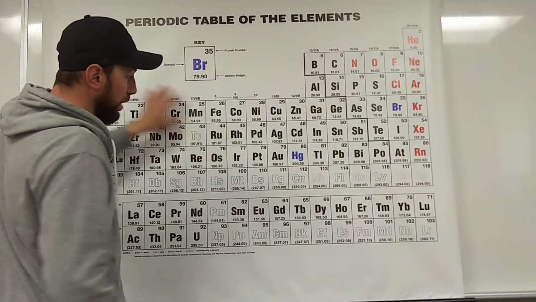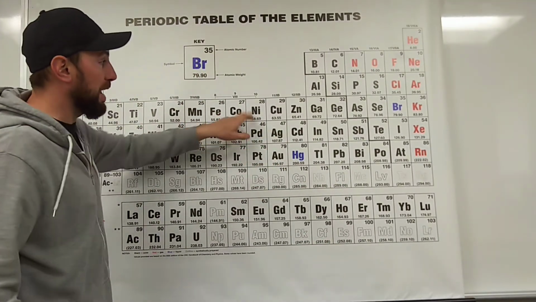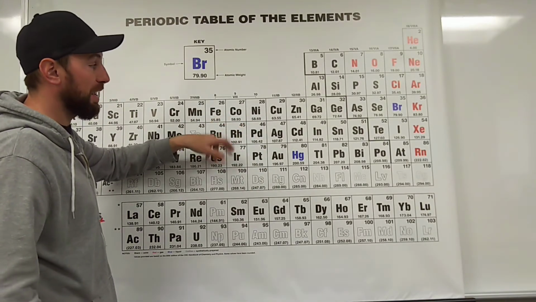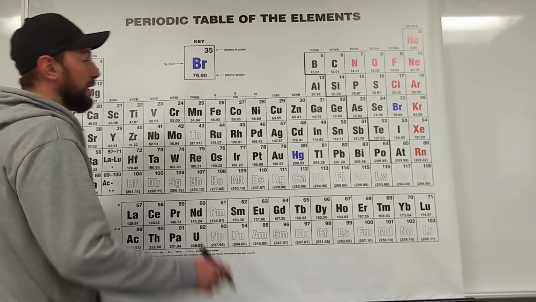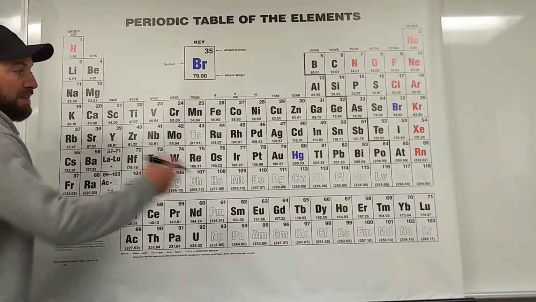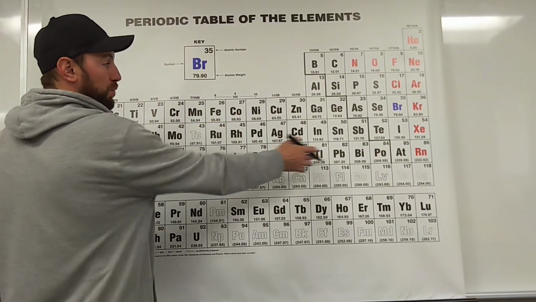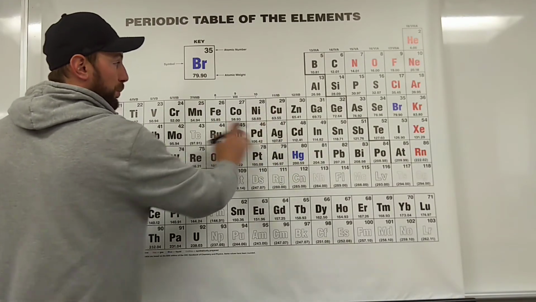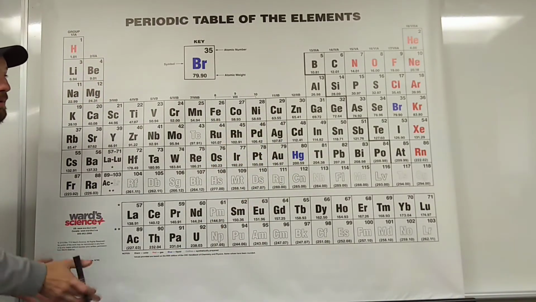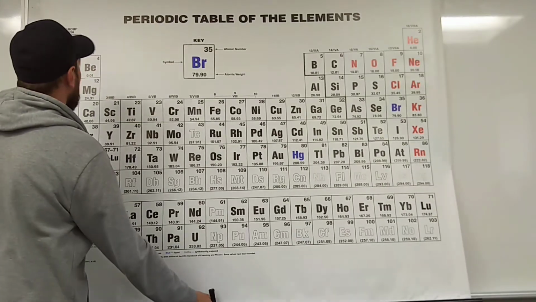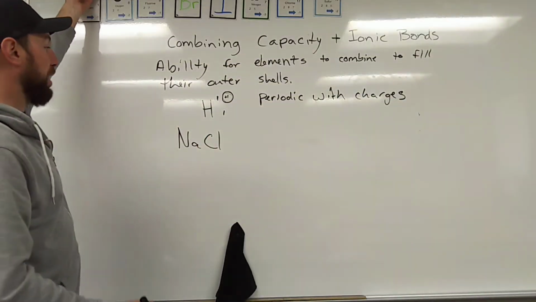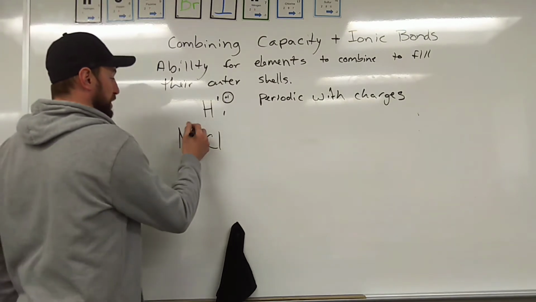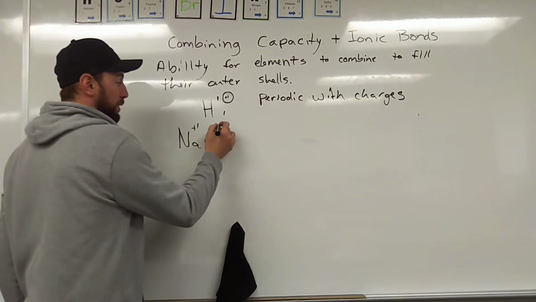Some of these in the middle, they're called crazy cousins. They can have more than one charge. They can combine with different ones. Copper can be +3 and +4. There's different ones, okay? Tin, zinc, those ones can have multiple combining capacities.